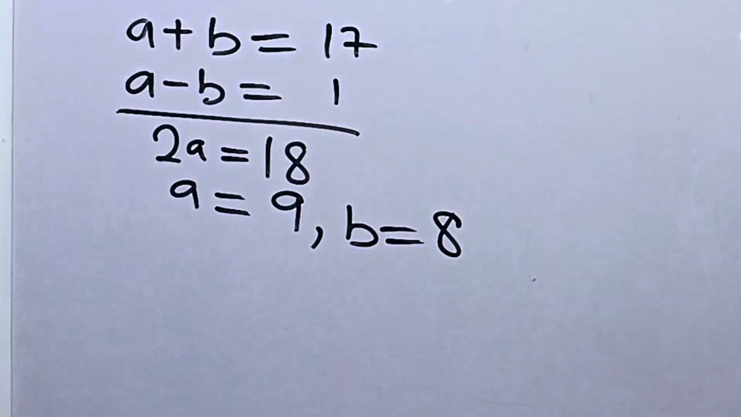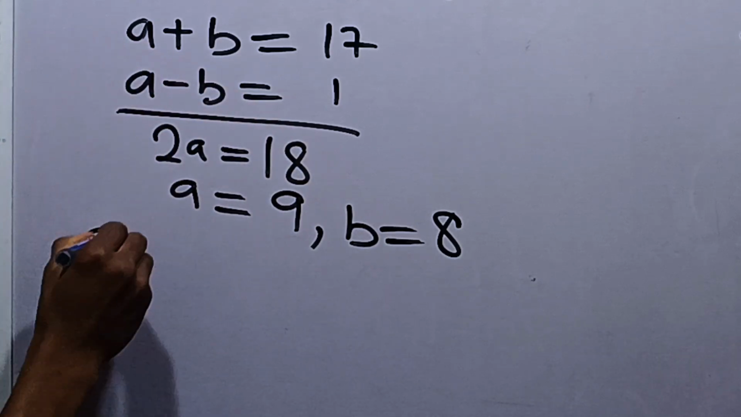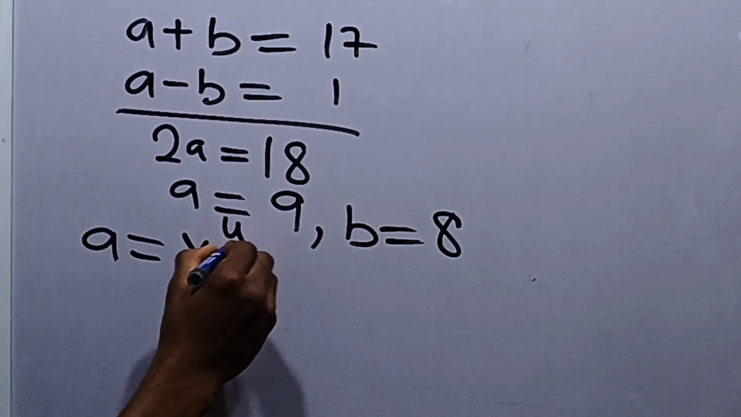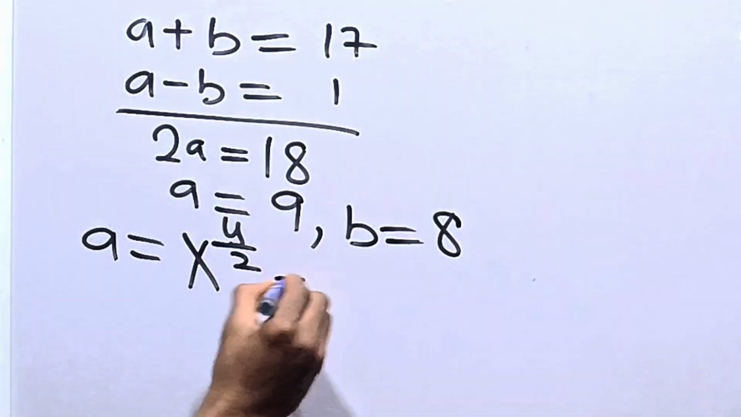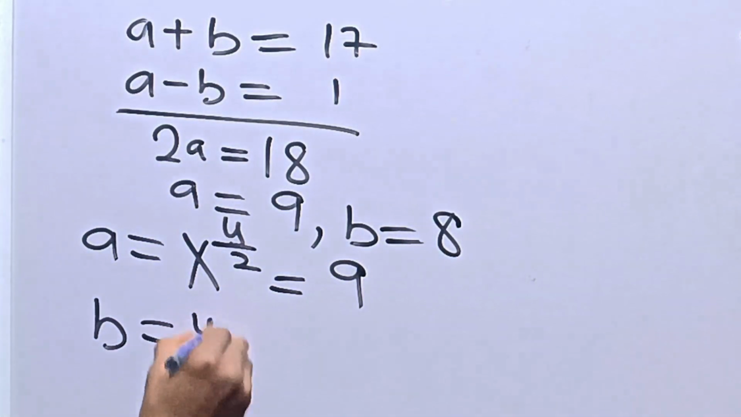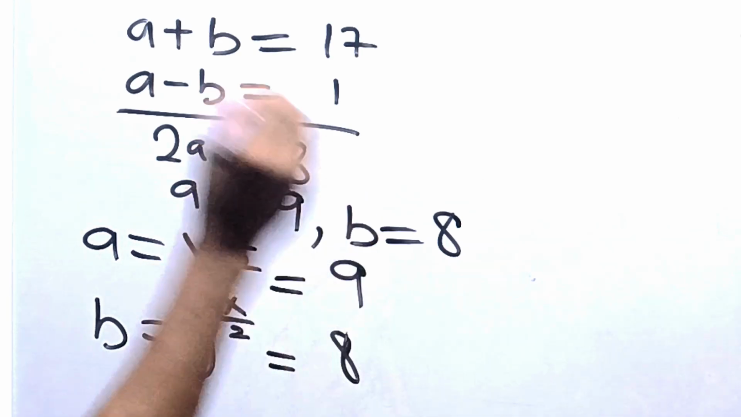Okay, now let's go ahead and resubstitute these for a and b. So we have that our a is equal to x raised to the power y over 2, and this is equal to 9. And our b is equal to y raised to the power x over 2, and this is equal to 8.